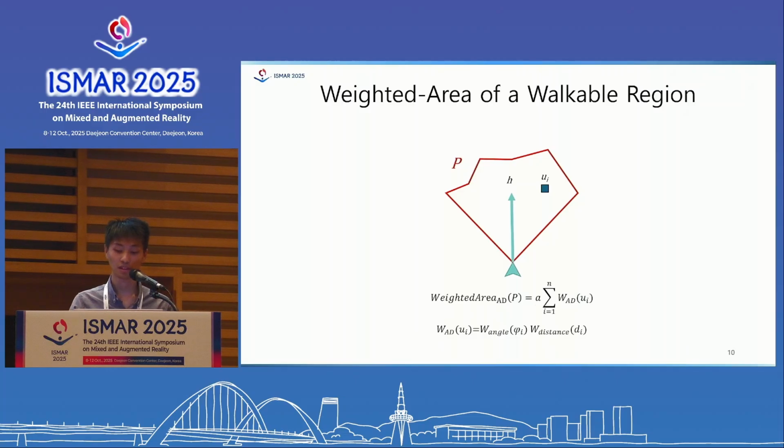If we use the weighted area approach, then the polygonal area is no longer just the sum of the unit areas. Instead, each unit is passed through a weighting function, and the weighted values are summed together to form a weighted area of the polygon. For each unit, its weight depends on two factors: the distance from the user and the angle between the user's heading and the vector pointing to the unit center. These two factors are processed through the functions W angle and W distance, and the products give the final weight of the unit. After computing the weight of all units, we sum them up to obtain the weighted area of the polygon.